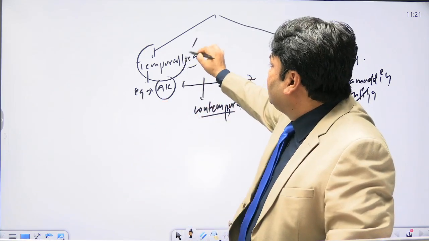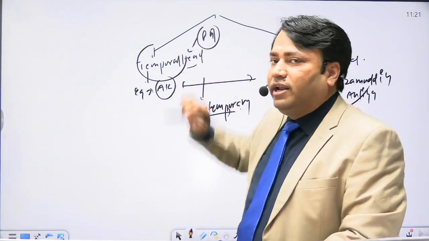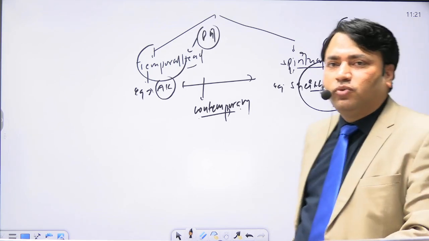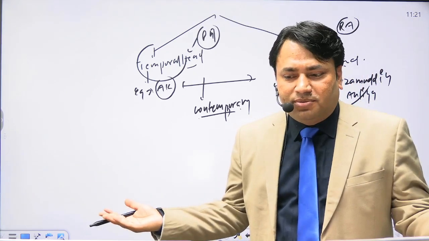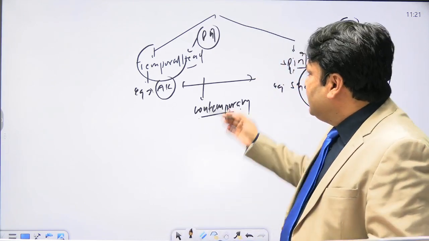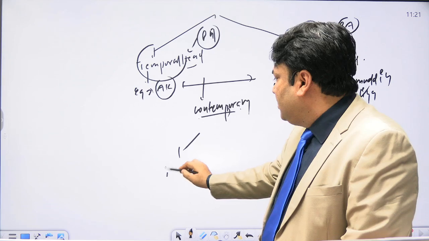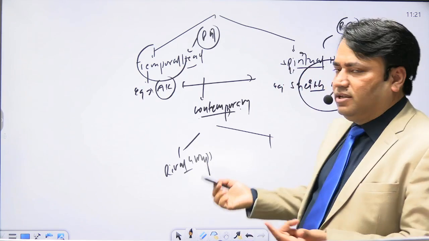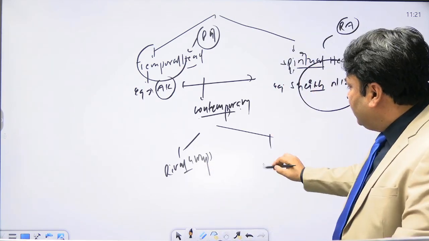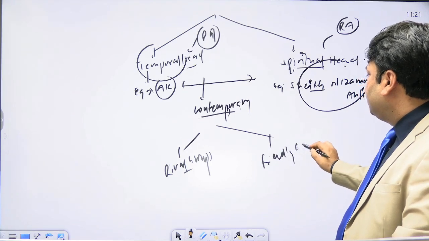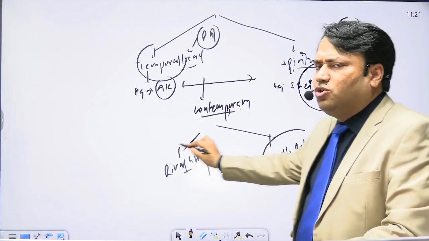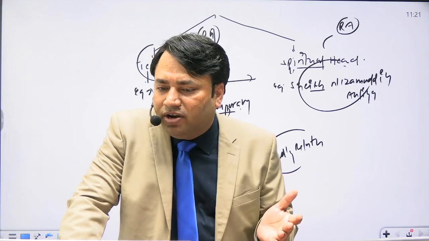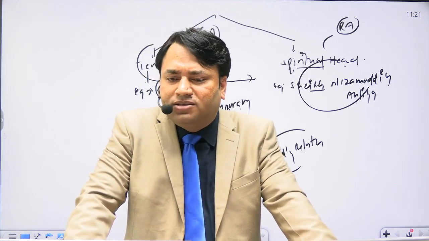The temporal head is political authority. The spiritual head is religious authority. So what could be the possibilities? There could be two possibilities. One possibility is that these two heads could be rival groups, or the second possibility is that there might be friendly relations between these two groups.